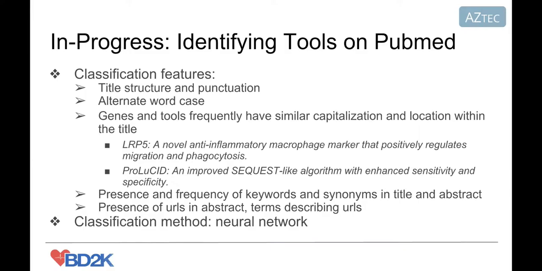And in addition to that, we look at the presence and frequency of keywords and synonyms in the title and the abstract. For example, this ProLucid one has the keyword algorithm in there. So using these features and using the neural network approach, we're trying to identify as many tools in the PubMed corpus as possible.